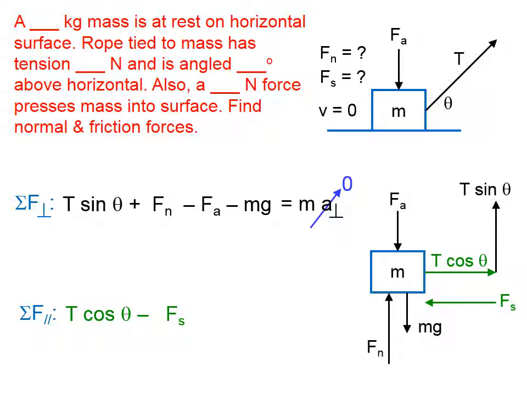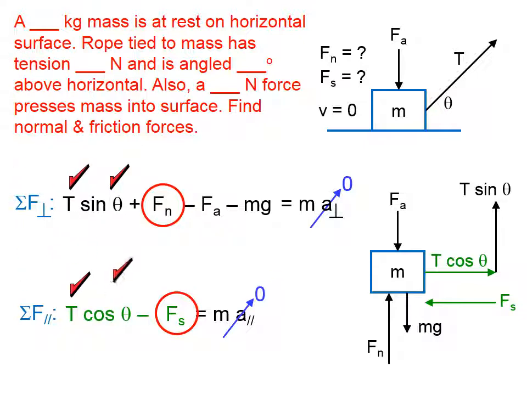I have T cosine theta going to the right and static friction going to the left, and that should equal the mass of the object times the acceleration in that direction. Well, the mass is at rest, so again, the acceleration parallel is going to be 0. So now we need to find the normal force and the friction force. We know what T is, that's given. We know what theta is, that's given. We're given the applied force. We know what the mass is, and we know what gravity is. Everything is known. We simply solve those two equations, and we'll have our normal force and our friction force.